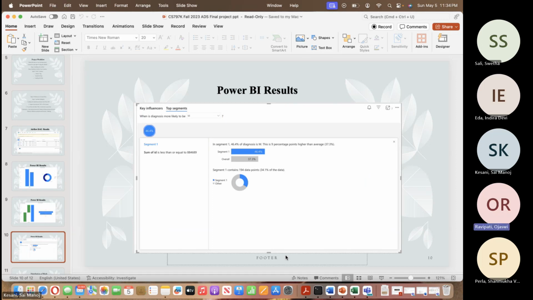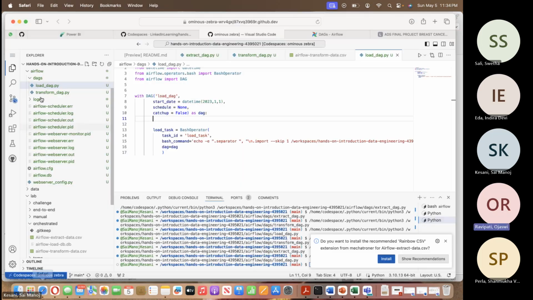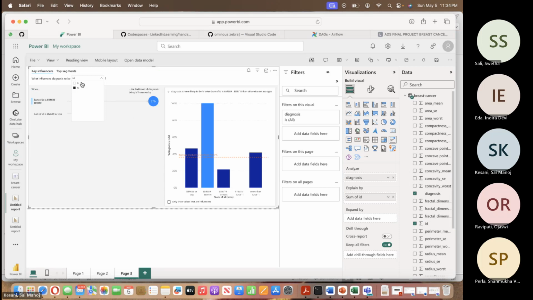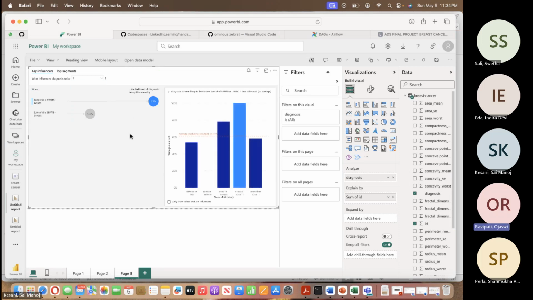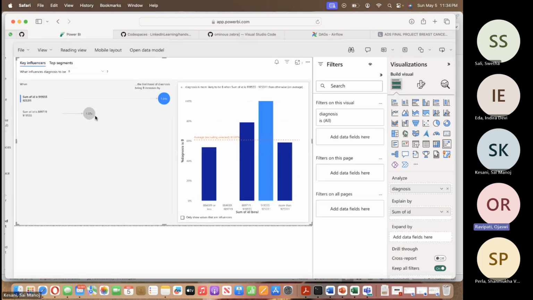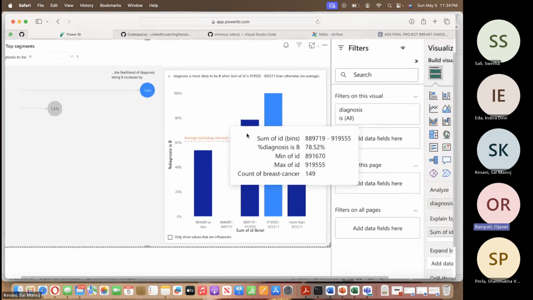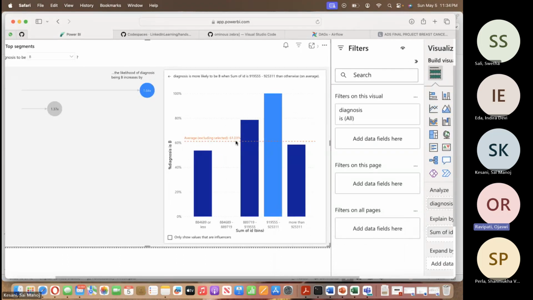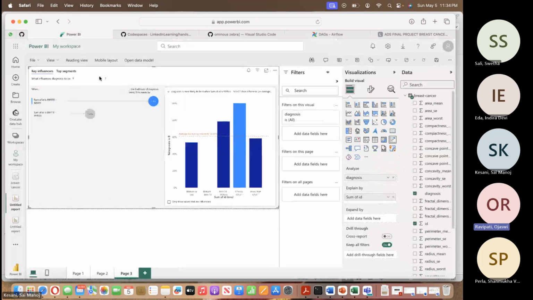Coming to this, we are taking the sum of IDs by comparing the bar graphs. While taking the sum of IDs, the range of diagnosis increases to 1.64, and taking the sum of IDs between the next one, it increases to 1.37. By looking at the graphs, the average is 61.03 percent.